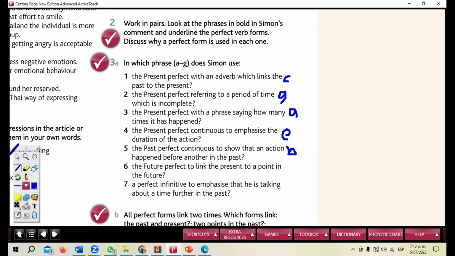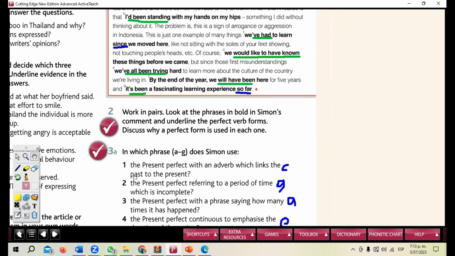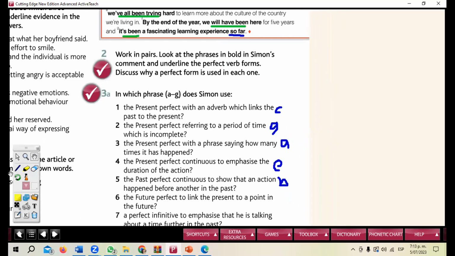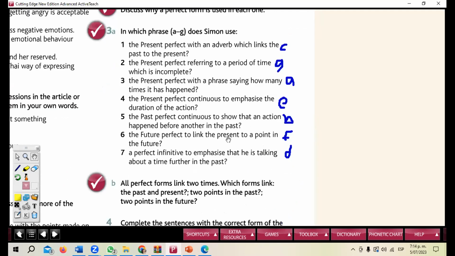B. 6. The future perfect to link the present to a point in the future. This is F. By the end of the year, we will have been here. So it's linking it to the end of the year, right? In the future. And the last one, I told you it was D, the perfect infinitive. I would like to have met this person. This is the perfect infinitive, okay?